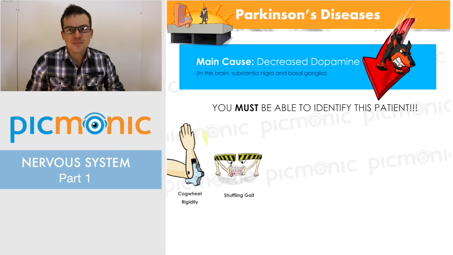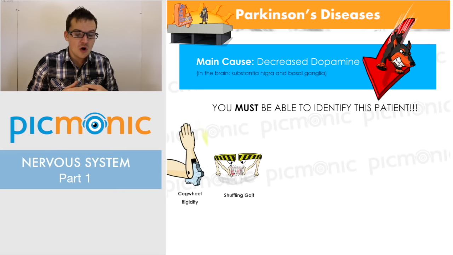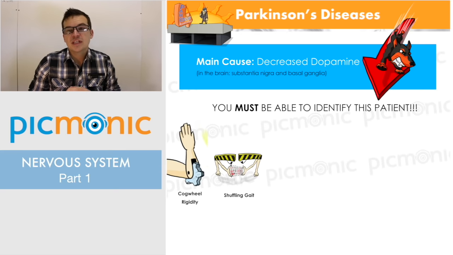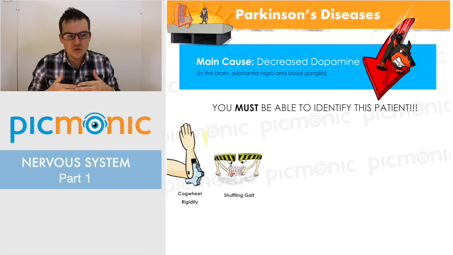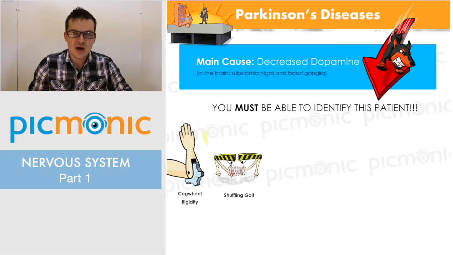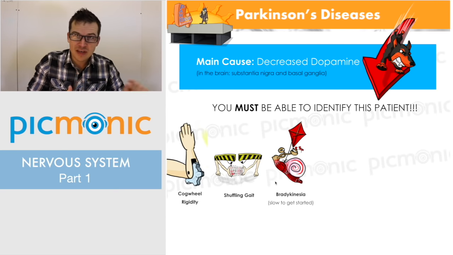So you're going to see them very often going very slow. And very often the term is bradykinesia. They're very slow to get things moving, especially in the beginning. They're slow to get started. Kinetic is movement, and bradykinesia is a slow movement. So that's where you see that as well, especially when they get started. So here's bradykinesia, or this snail kite, bradykinesia, slow getting started.